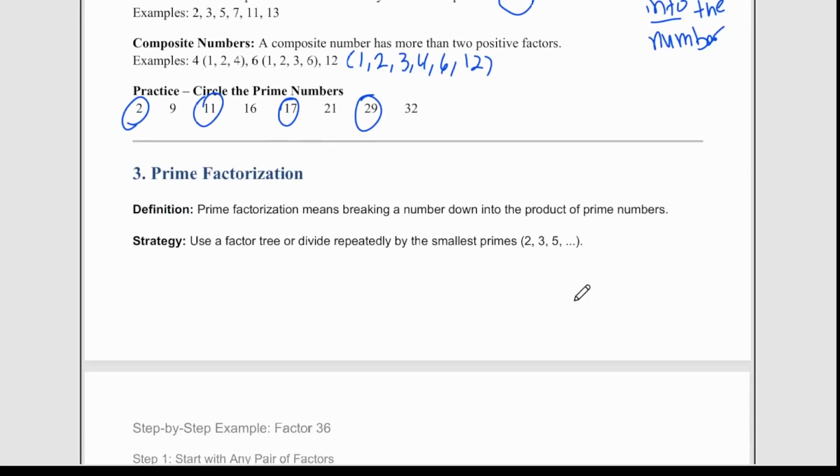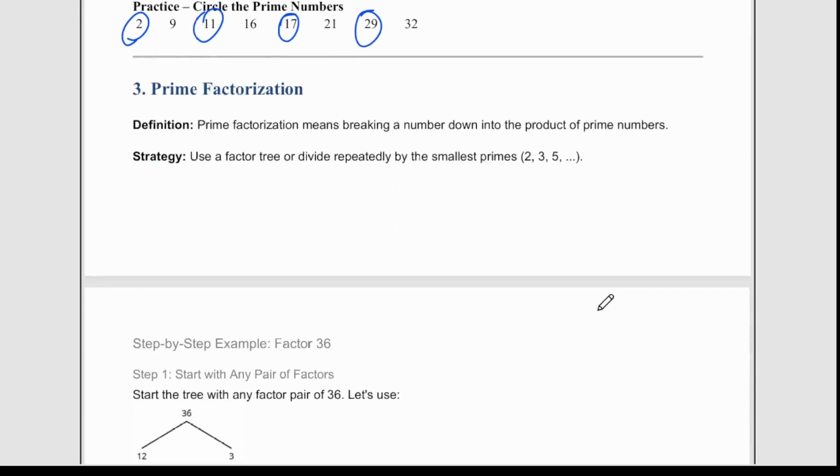Why do we care about this? Well, prime factorization is a really helpful tool for us to find those least common multiples that we're leading up to here. So what's a prime factorization? That's where you break down a number entirely into its product of primes.